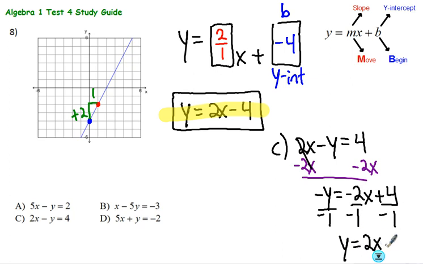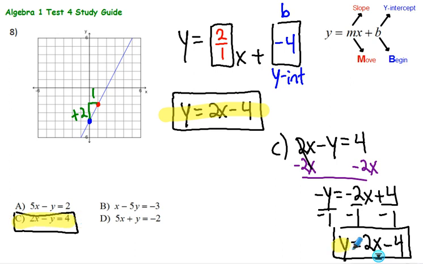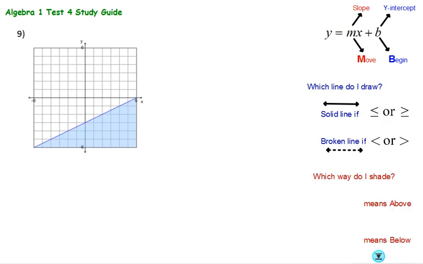So we get y equals 2x minus 4, which is exactly what I was looking for. So that means that the answer on this one would also be C, because I was looking for y equals 2x minus 4. All right, well, almost there. So let's take a look at number 9.